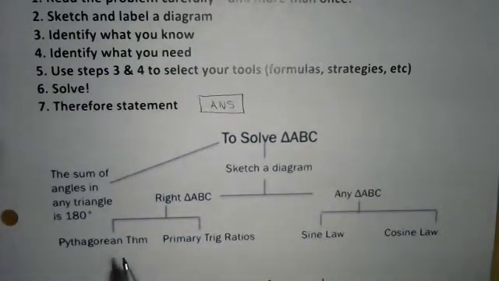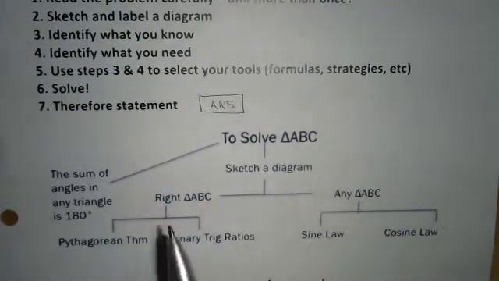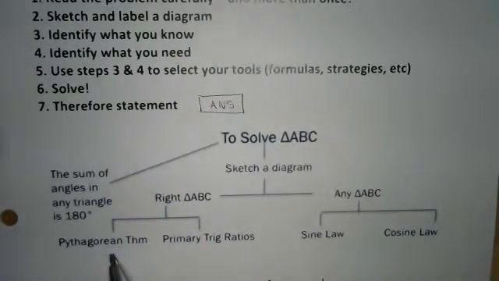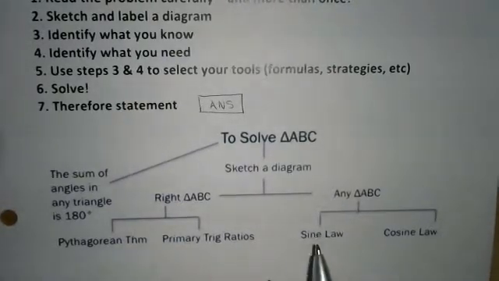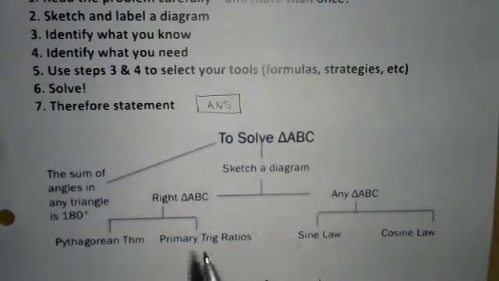You can only use these two if you have a right triangle: the Pythagorean theorem and the primary trig ratios. Remember sine, cosine, tan. You can only use these with a right triangle, but you can use these two for any triangle: sine law and cosine law. You can also use these for right triangles, though they tend to be a little more challenging, so using the other tools for right triangles tends to make more sense.